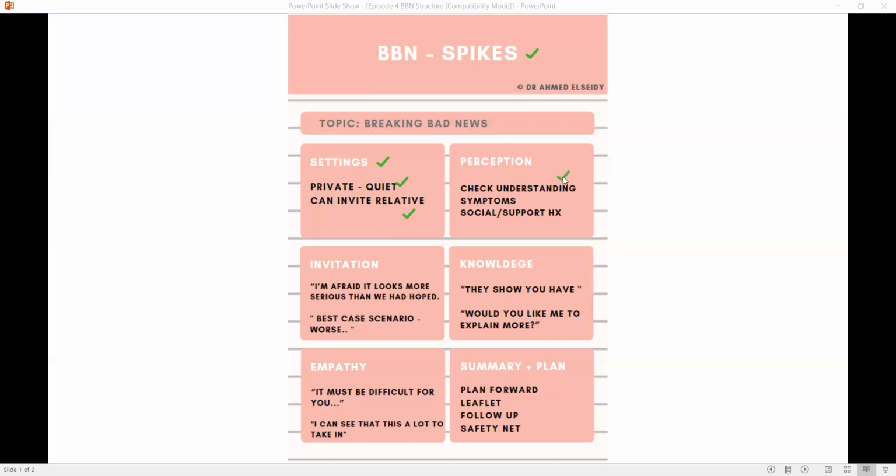The second step in every breaking bad news is P for perception. Perception is checking prior knowledge. You can ask the patient, what's your understanding of the illness or the symptoms that you came with the first time? Or how much do you know about your condition or what has happened? So check prior knowledge of the problem.